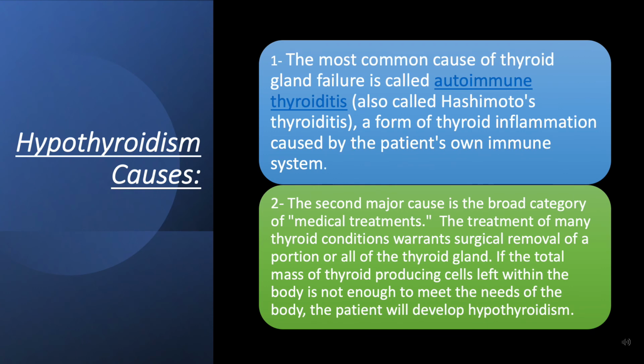Hypothyroidism causes. The most common cause of thyroid gland failure is called autoimmune thyroiditis, also called Hashimoto's thyroiditis, a form of thyroid inflammation caused by the patient's own immune system. The second major cause is the broad category of medical treatments. The treatment of many thyroid conditions warrants surgical removal of a portion or all of the thyroid gland. If the total mass of thyroid-producing cells left within the body is not enough to meet the needs of the body, the patient will develop hypothyroidism.